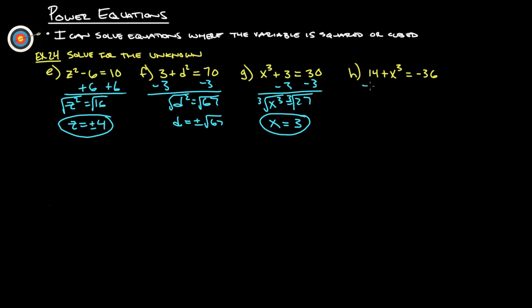Okay, this one here, subtract 14, and we get x cubed equals negative 50. Okay, and then we're going to cube root both sides. So we get x equals the cube root of negative 50, right? We can't, there's nothing that multiplies together by itself twice to get negative 50. So we just leave it as the cube root of negative 50. Okay? All right, that's all there is for power equations.